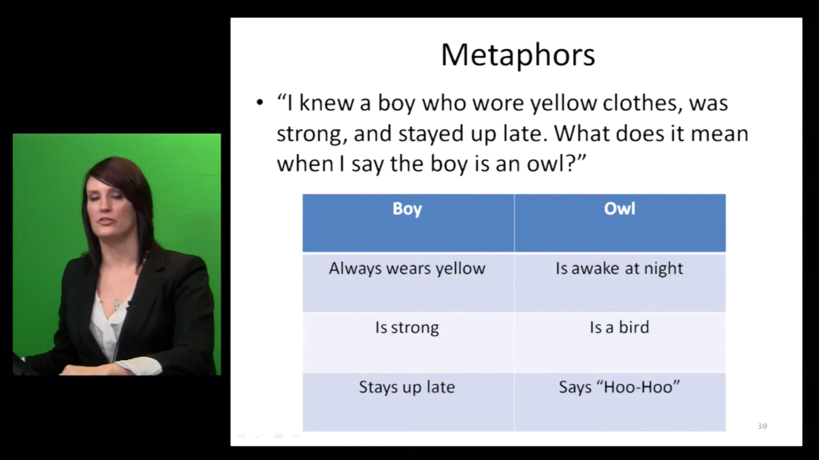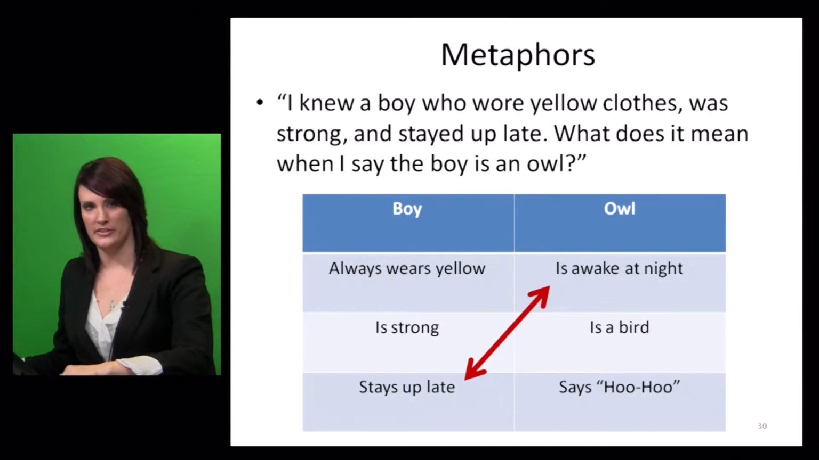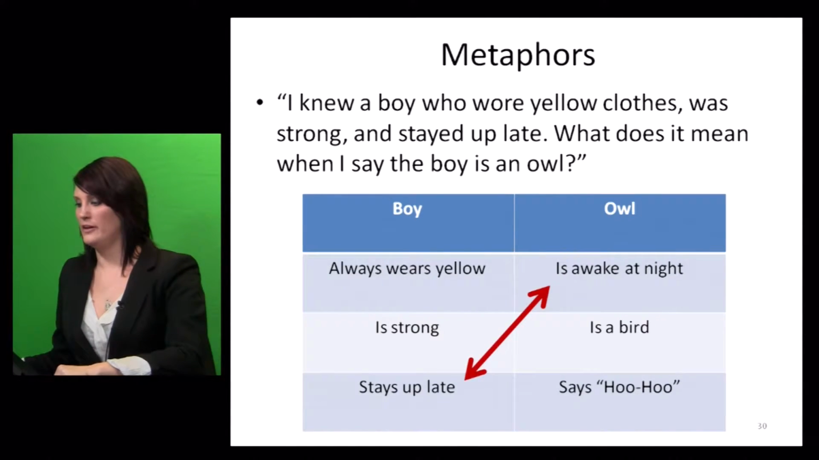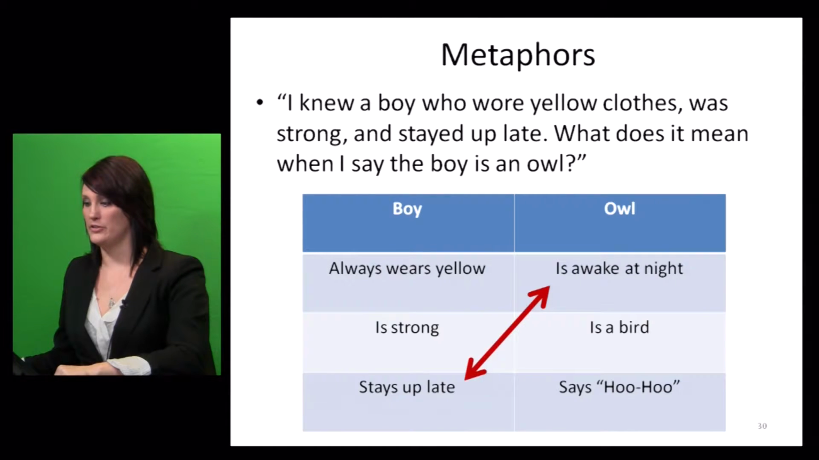Then we asked the children to determine the similar feature by drawing a line if they were using the visual aid, or to just talk about it. So how are these alike? What about the boy is like the owl? Once they determined a similar feature, we said, oh good, so what does this mean? What does "the boy is an owl" mean? That means the boy stays up late like an owl.